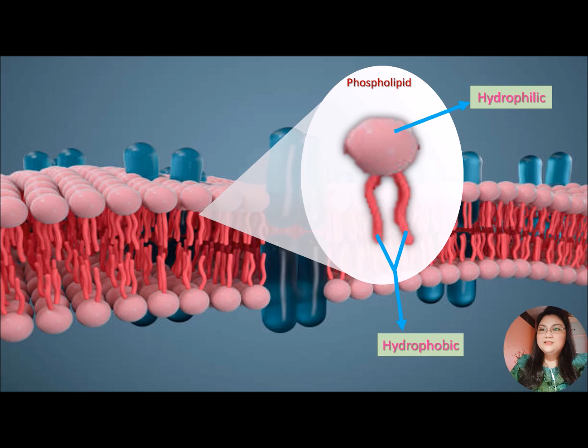The membrane is formed as the heads face out and the tails face in, forming a bilayer, as you can see here. The inner part of the cell, called the cytosol, is here, and the outside of the cell is surrounded by a fluid called interstitial fluid.